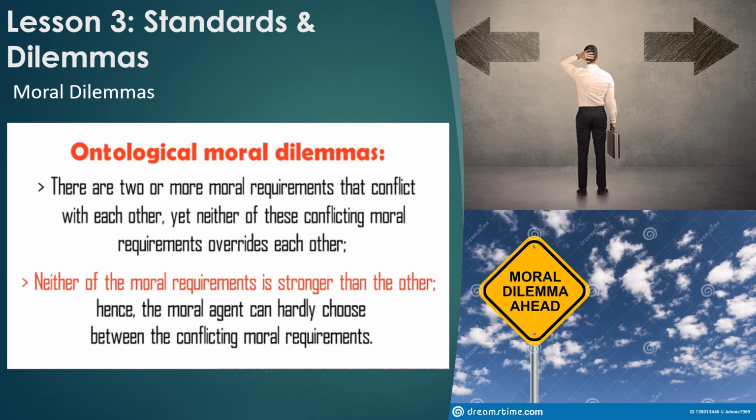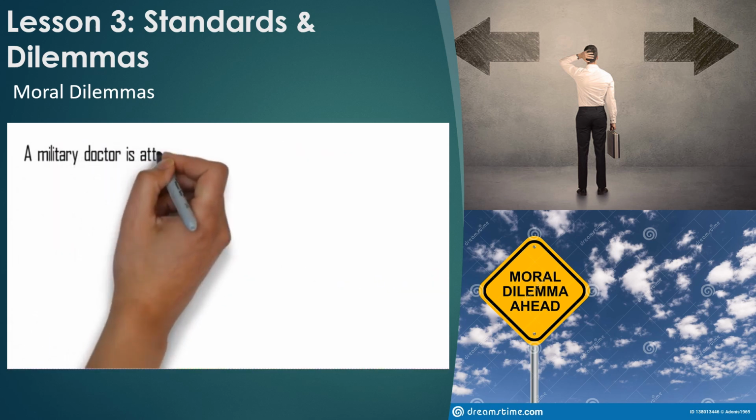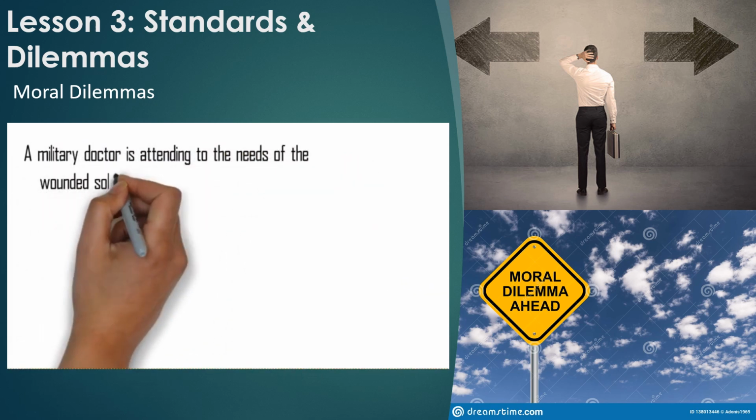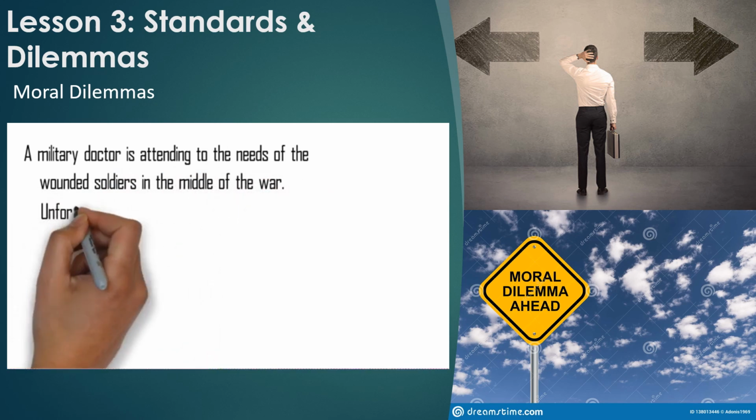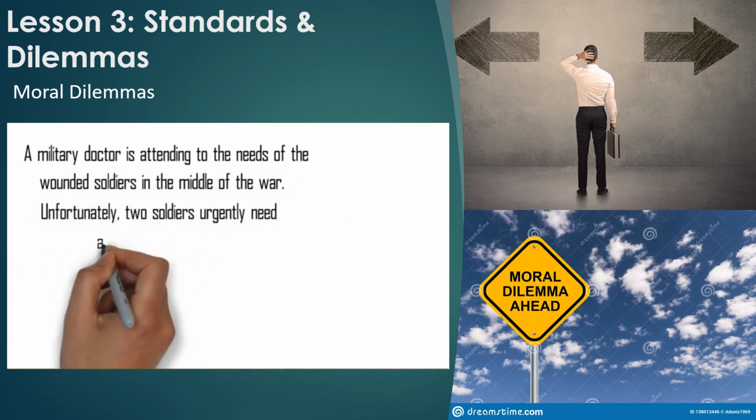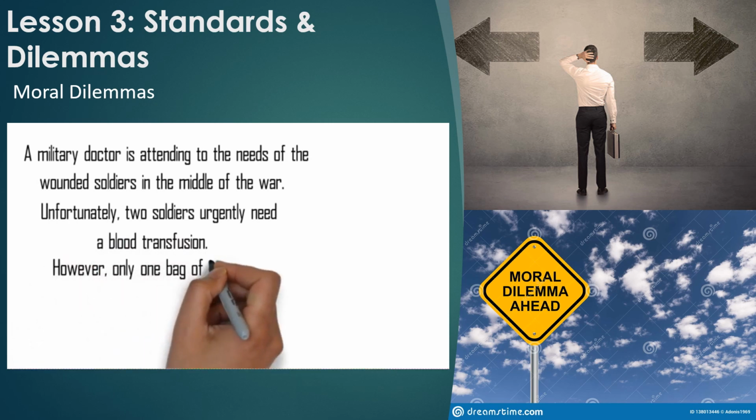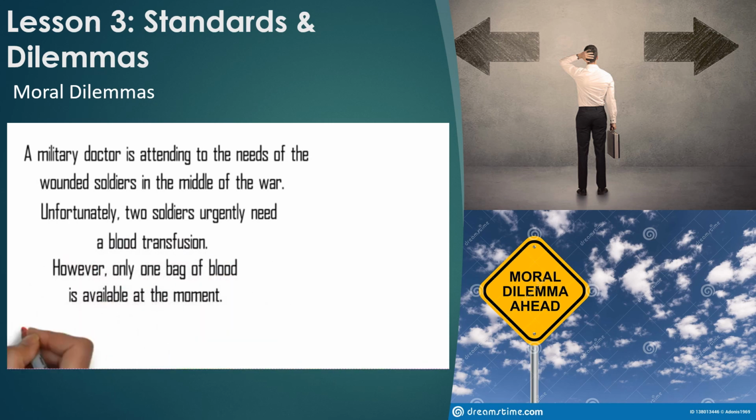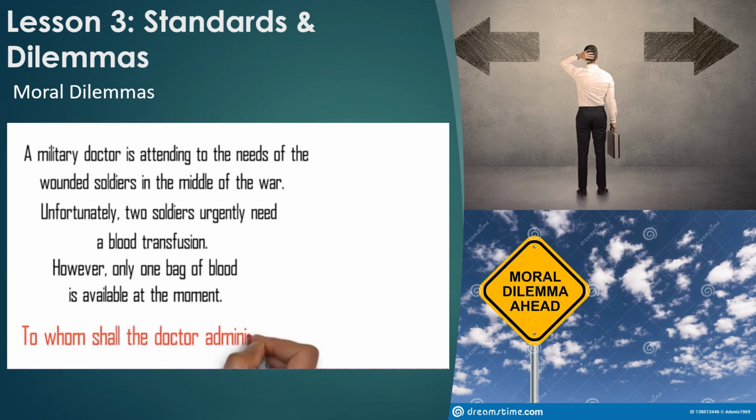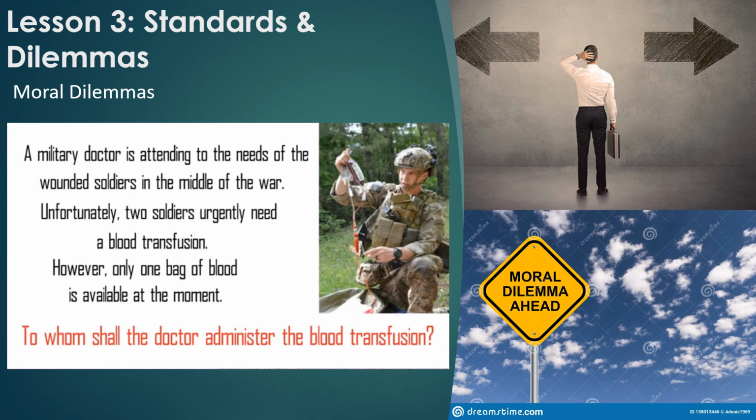For instance, a military doctor is attending to the needs of the wounded soldiers in the middle of the war. Unfortunately, 2 soldiers urgently need a blood transfusion. However, only 1 bag of blood is available at the moment. To whom shall the doctor administer the blood transfusion? For sure, we could not tell whether administering a blood transfusion to soldier A is more moral than administering a blood transfusion to soldier B, and vice versa.